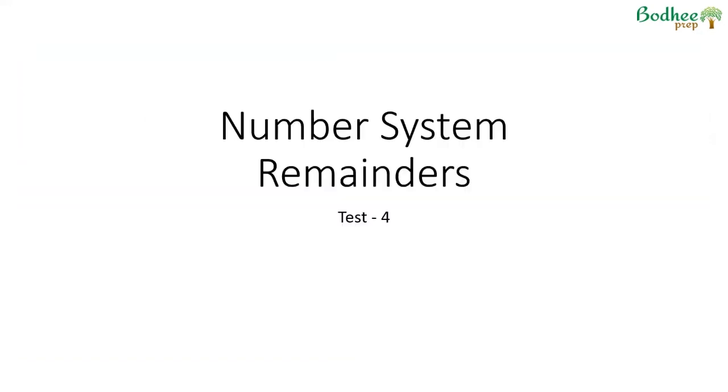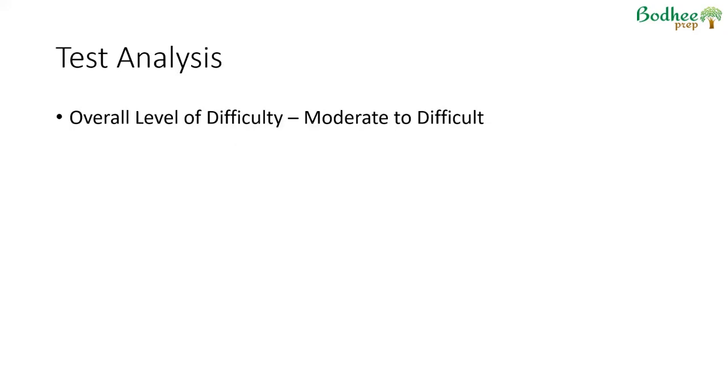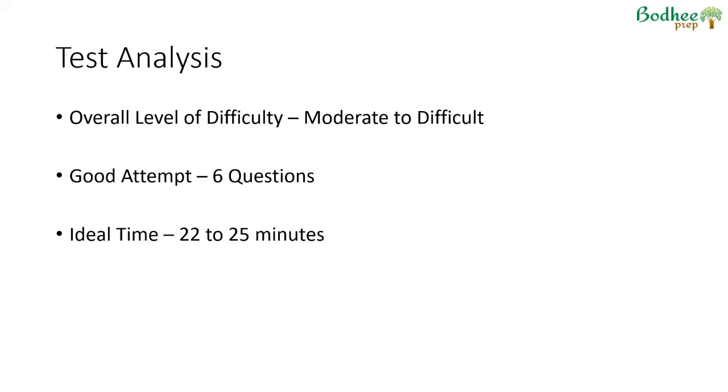This specific video is about the topic remainders, and the test number for the topic is test 4. Overall, this test was, I think, a moderate to high level of difficulty paper. About 5 to 6 questions net correct would actually be a good attempt. And again, the idea was some of the questions were pretty easy, some of the questions were very difficult. So identifying the difficult questions and letting them go would actually be the challenge in this test.